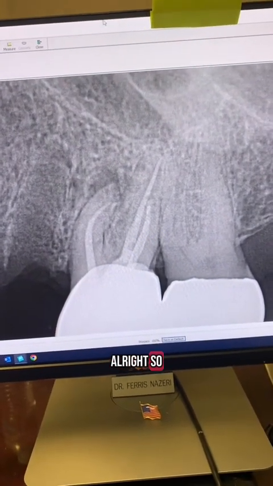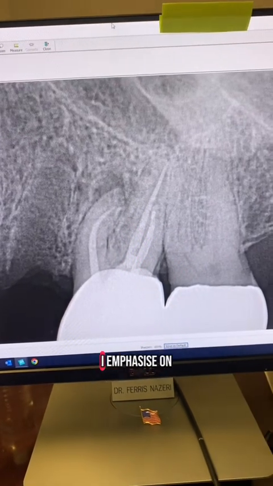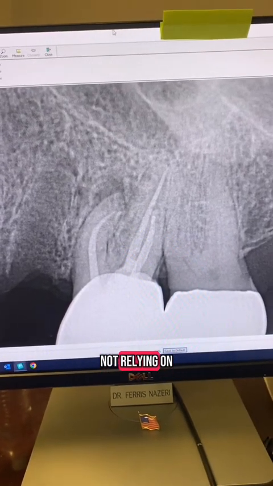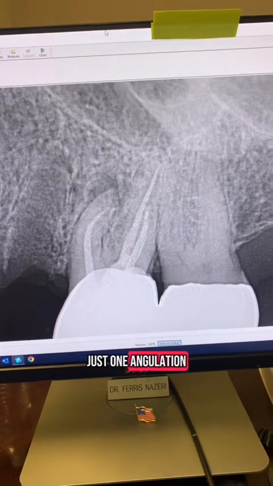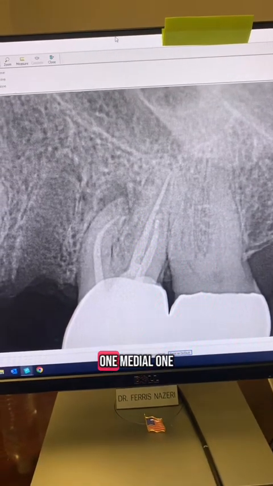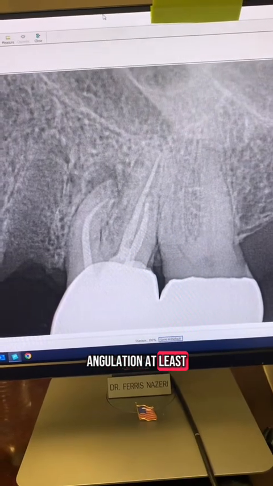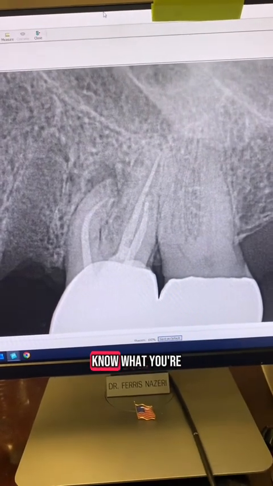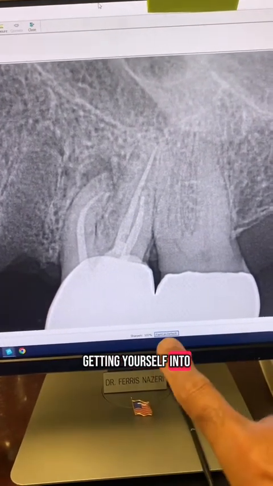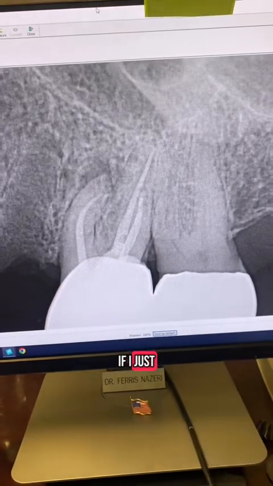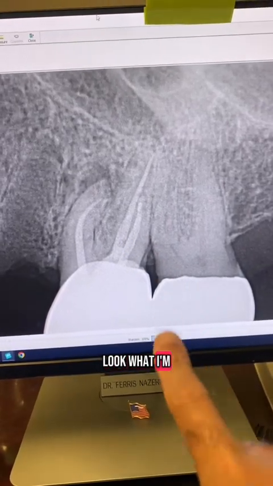All right, so again, I emphasize not relying on just one angulation PA. Take one mesial, one straight on, and one distal angulation at least, so you kind of know what you're getting yourself into. For example, in this case, if I just rely on one angulation, look what I'm missing.